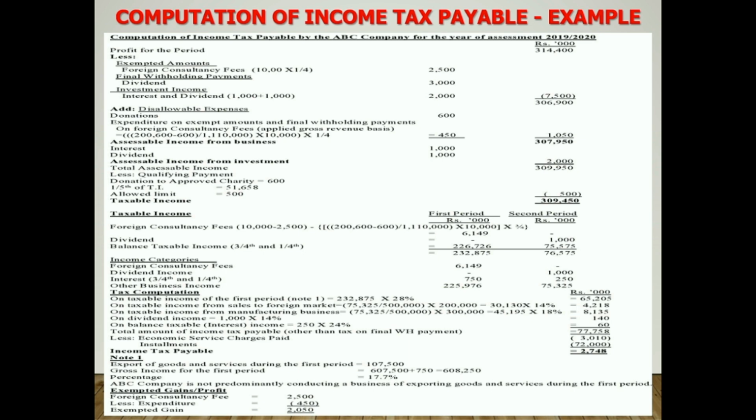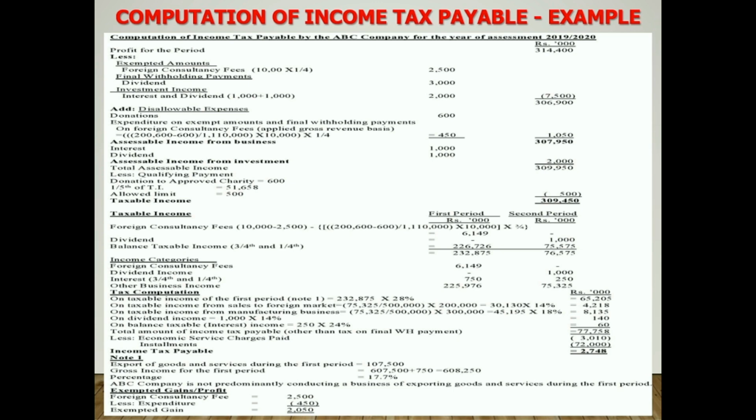In order to split the taxable income of the second period from business, I have used the turnover basis and applied the relevant tax rates. Dividend income of the second period is 1 million and the applicable tax rate is 14% thereon.